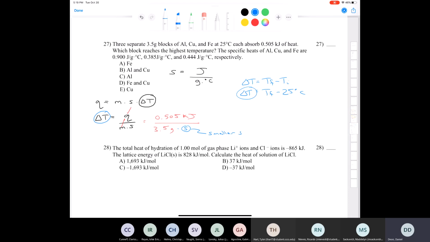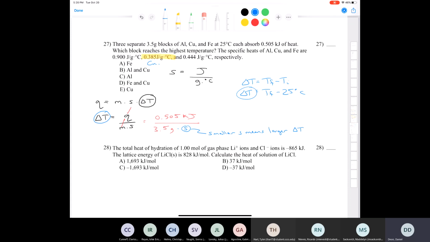Smaller S means larger delta T, because my specific heat is in the denominator. And so this is really a conceptual question. You don't even have to do any math here. Now I've gone ahead and done the math already, but you see that out of all three of these metals, copper has the lowest specific heat, which is 0.385 joules per gram degree Celsius.